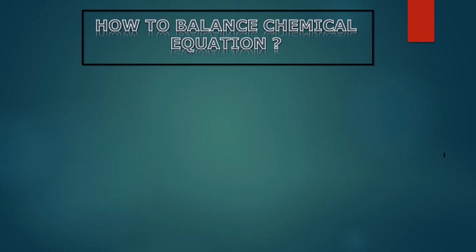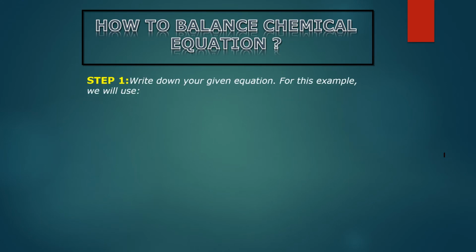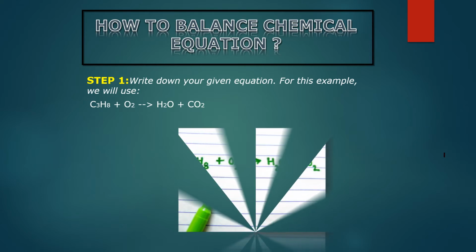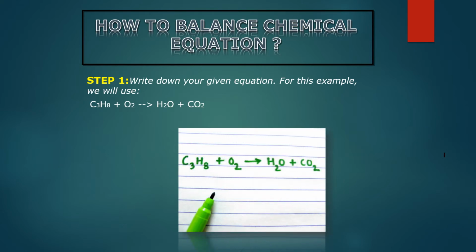Now, how are we going to balance a chemical equation? Let us study the steps closely. Write down the given equation. For example, we are going to use this equation: C3H8 plus O2 gives H2O plus CO2. This is the equation that we are going to balance. Let us see how we can do this stepwise.